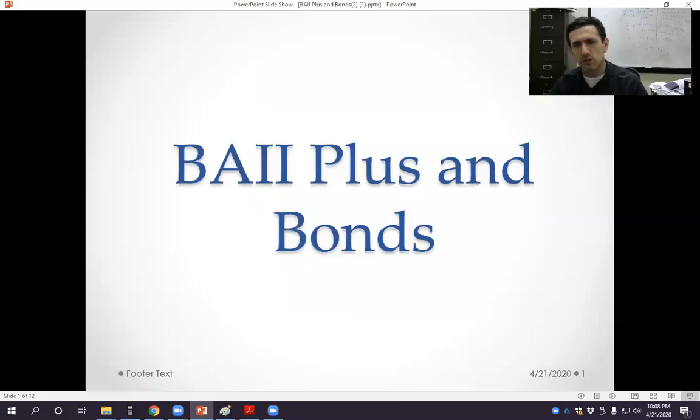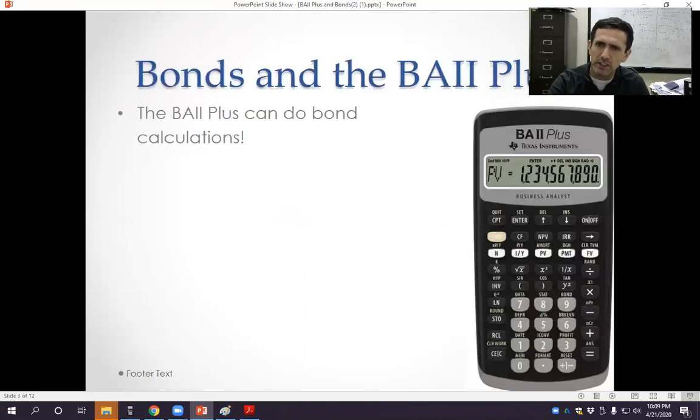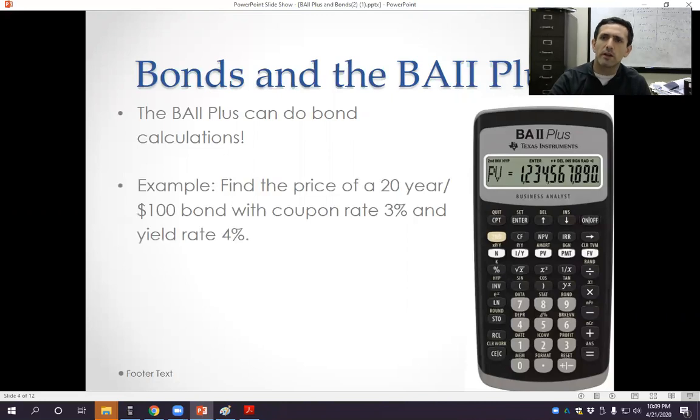All right, what I want to do now is talk about how to do bond calculations with the BAII Plus. In particular, we're going to see how to price a bond, how to find the yield rate of a bond, how to find the maturity date of a bond, and given a bond that doesn't necessarily have the face value redemption at maturity, how you find that redemption value given all other relevant information. So let's start off with an easy example of pricing a bond.